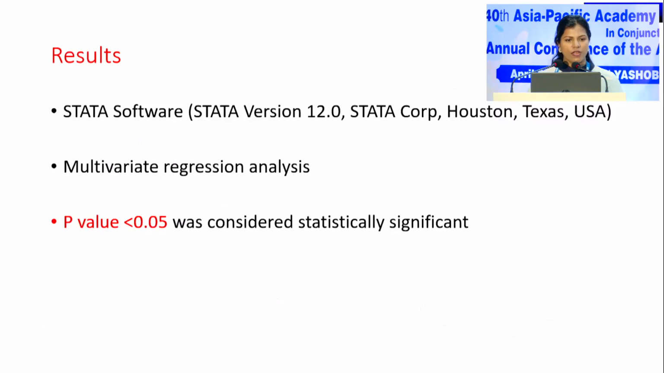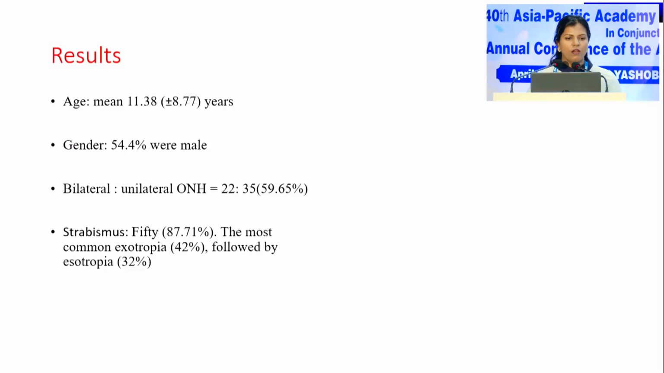The results were analyzed with the help of STATA software. Mean, median, and mode were included for qualitative analysis. For quantitative and qualitative analysis, we did multivariate regression analysis. A P-value less than 0.05 was considered statistically significant. Mean age in this study was 11.38. There was no statistically significant preponderance for gender. We had more patients with unilateral optic nerve hypoplasia.